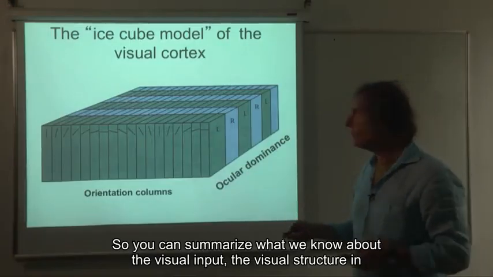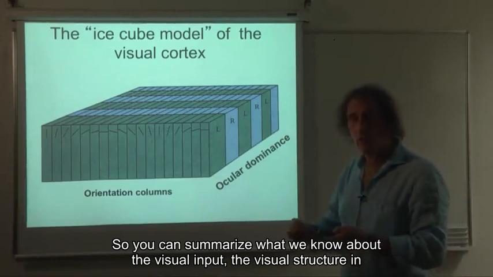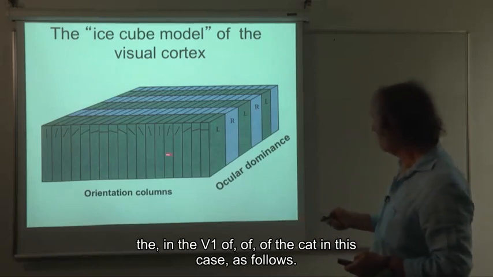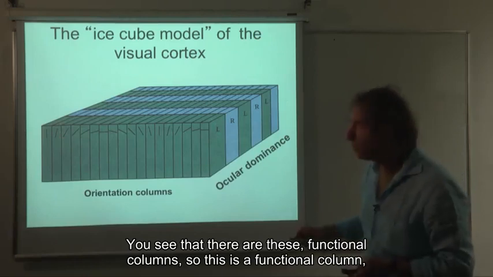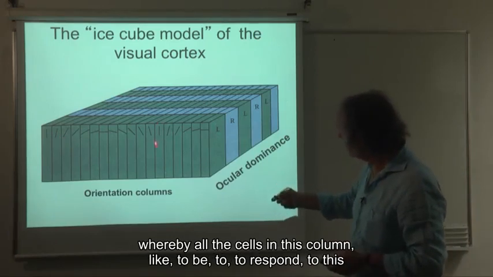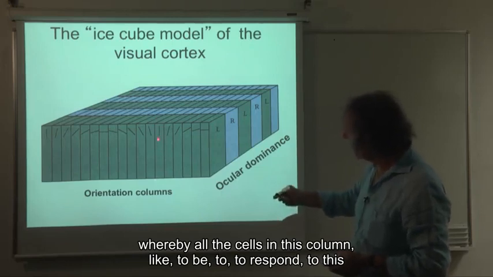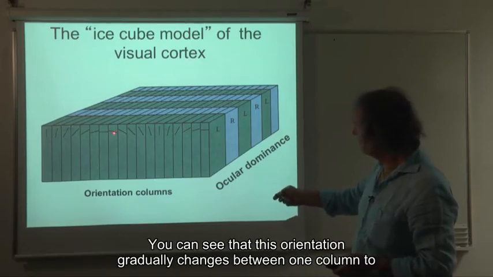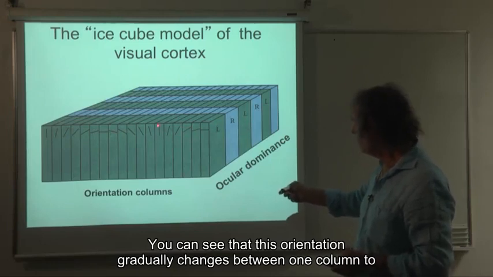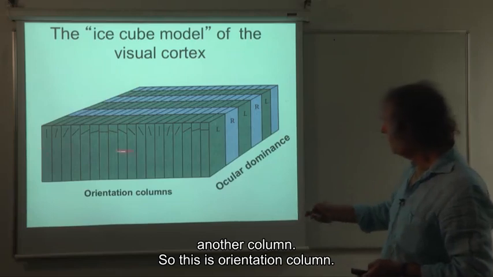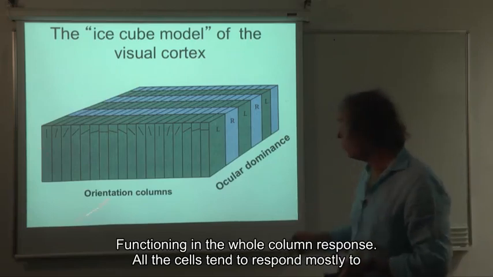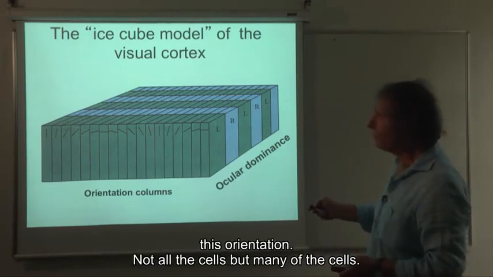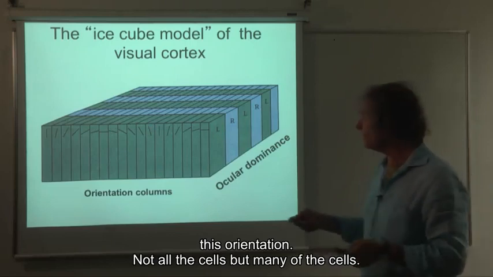So you can summarize what we know about the visual structure in the V1 of the cat in this case as follows. You see that there are these functional columns. So this is a functional column whereby all the cells in this column like to respond to this orientation. In another column, to this orientation. You can see that this orientation gradually changes from one column to another column. So these are orientation columns. Functionally, the whole column responds. All the cells tend to respond mostly to this orientation. Not all the cells, but many of the cells.